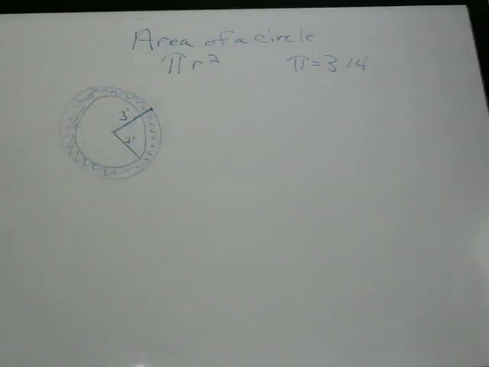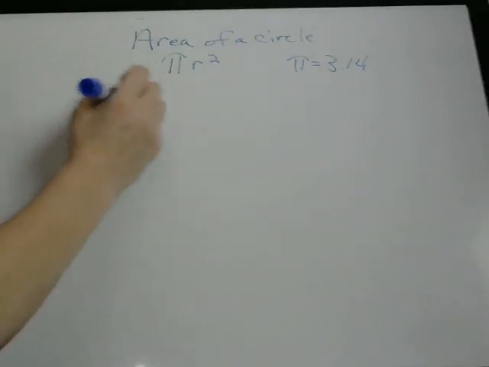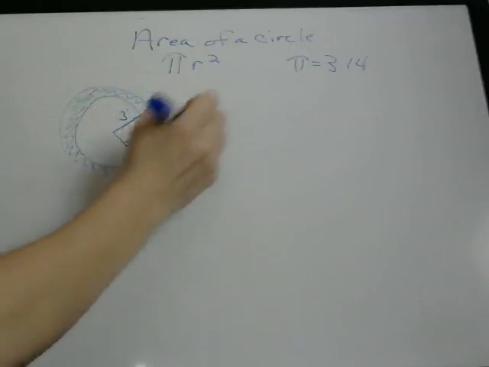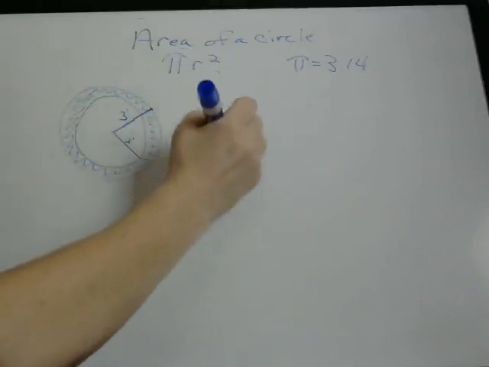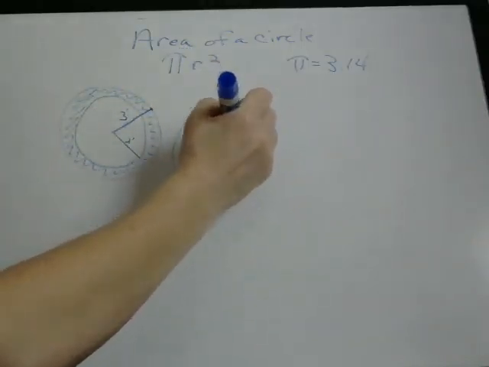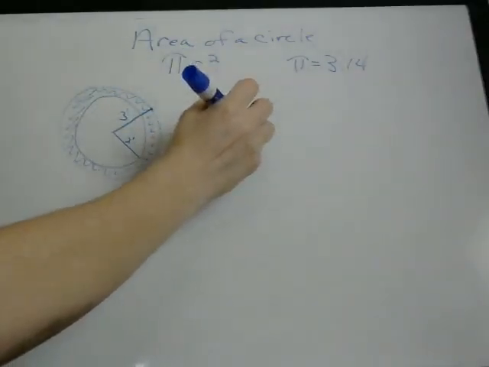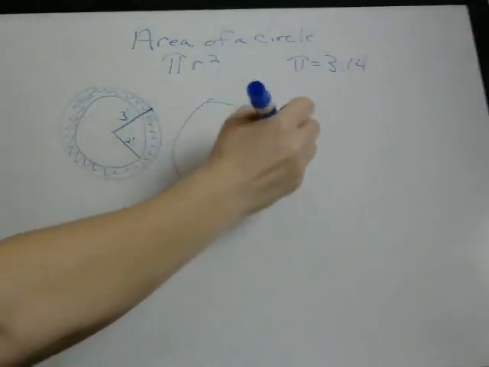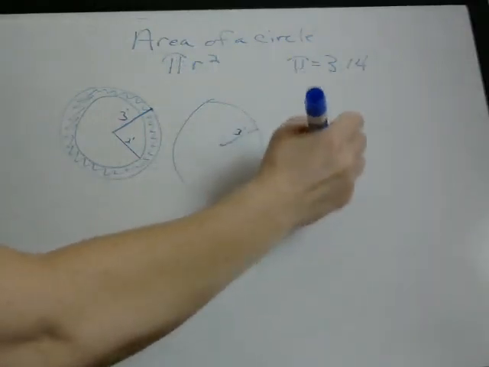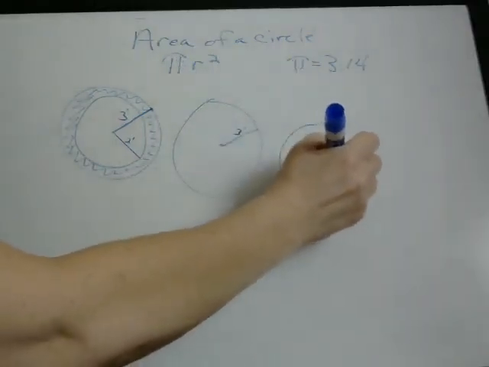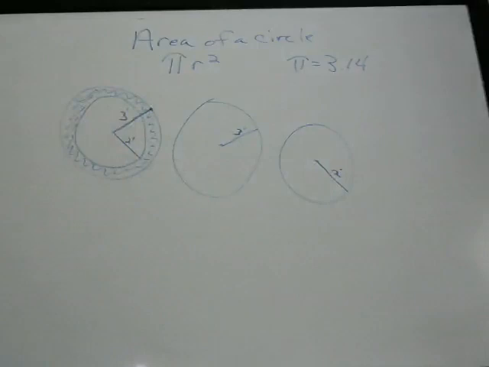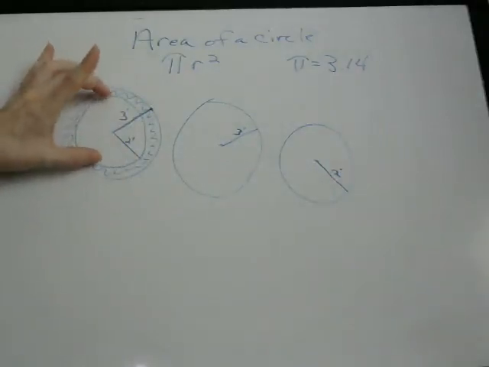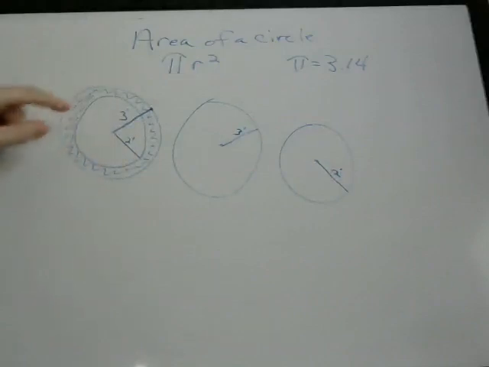So the way that you're going to do that is you're going to find the area of the whole thing, of the larger circle. So here's the larger circle, 3 feet. We're going to find the area of the larger one, and then we're going to subtract out the area of the smaller one. So we have the larger one, we're going to find the area of that, subtract out the area of the smaller one, and that's going to leave us with the area of this outside edge.